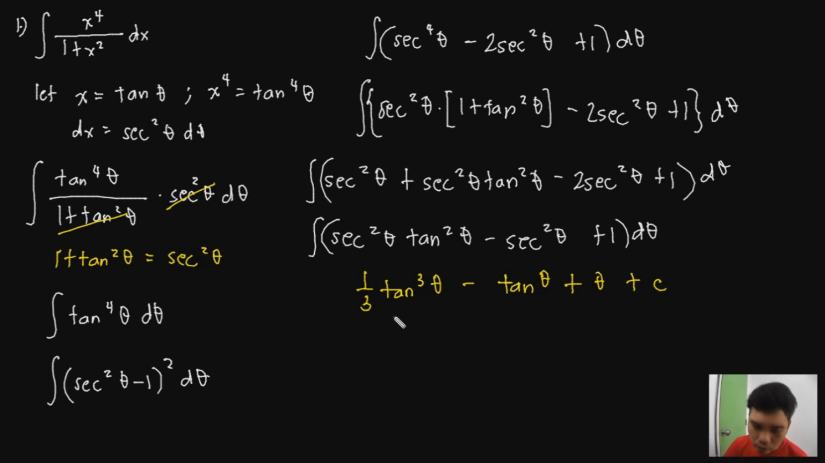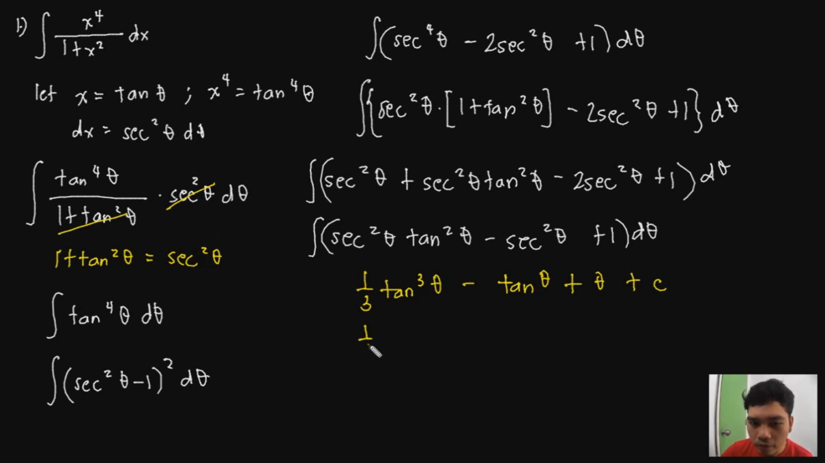Kasi, di ba, it is 1/3. So, mangyayari dyan, maging tangent squared theta and then secant squared theta pag din-differentiate natin. So, this is our answer. But then again, this all came from the fact na this is in terms of an x substitution in terms of theta. So, we have to bring this all back to the original variable that is x. So, gawin natin yun, no?